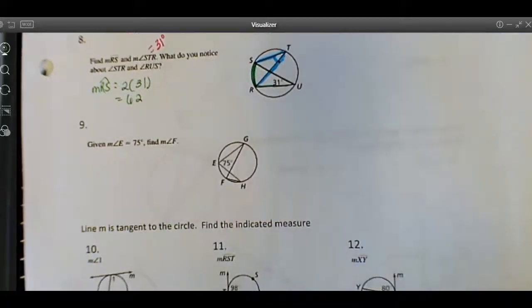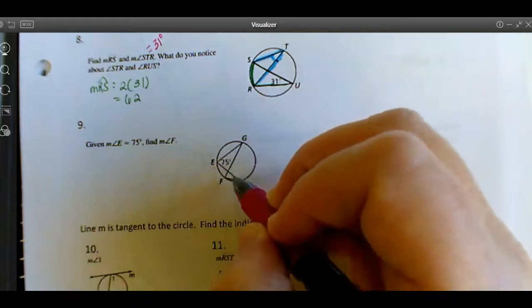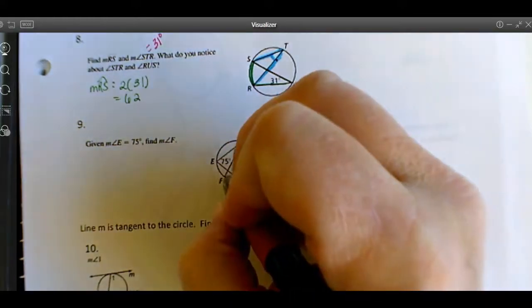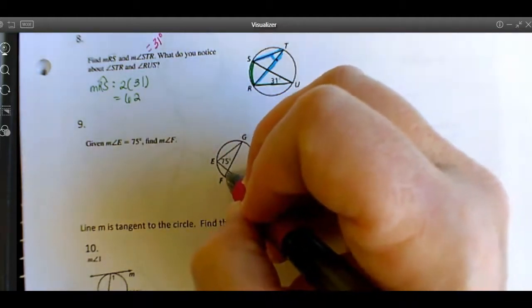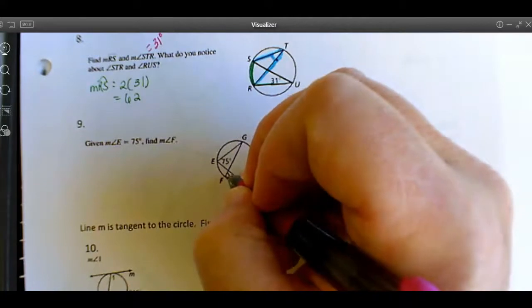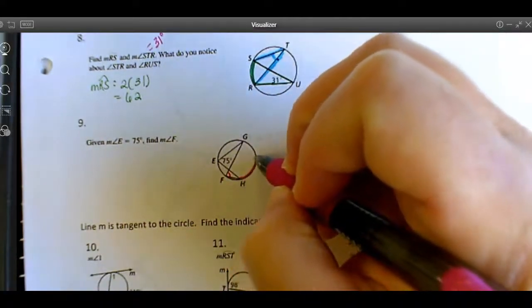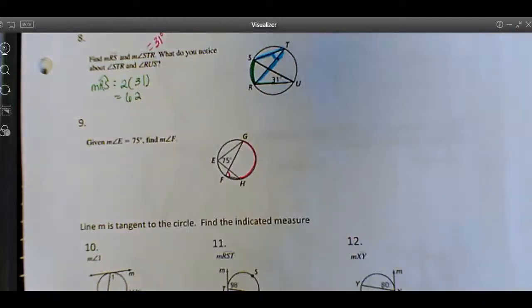Alright, number 9. Measure of angle 70, E is 75, and it says to find the measure of angle F, which is kind of interesting because there's no lines on this side, so it must be this angle here that it's looking for, which means the arc that connects it is this one. So if I can find that arc, I know I can figure it out. Okay, so let's just see what we can find here.